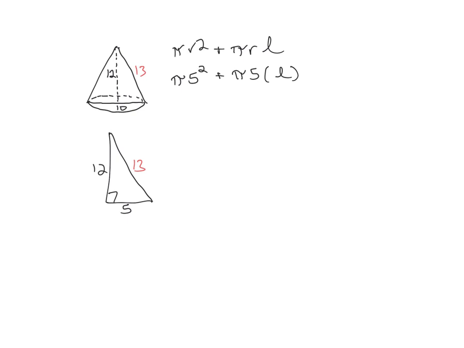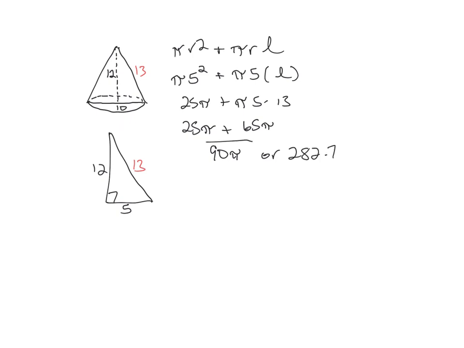Okay, so I'd have 25 pi, 5 to the second power, and then pi times 5 times 13. 13 times 5 is 65 pi, and so we get 90 pi. And then let's multiply that out, and we get 282.7.